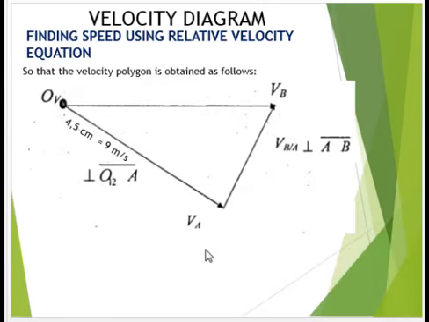Now we have a complete vector polygon for this mechanism. VA has a length of 4.5 cm, equal to 9 meters per second. After that you can measure VB and VBA.